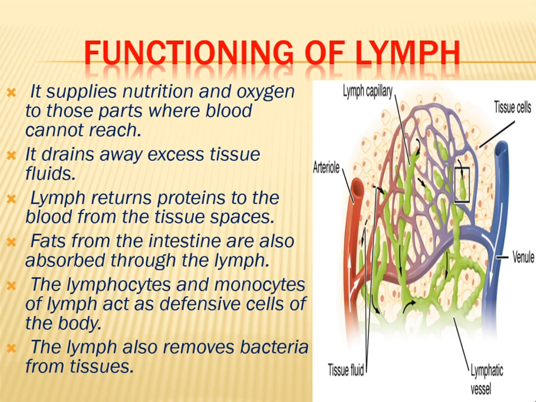The lymphocytes and the monocytes of the lymph act as defensive cells for the body, and lymph also removes bacteria from the tissues. What lymph does is remove the bacteria present inside a tissue. So this is the whole concept of the functioning of the lymph. Hope you have understood it. Take a snapshot of it. This is the basic diagram of the lymph. Let's move to the next slide.